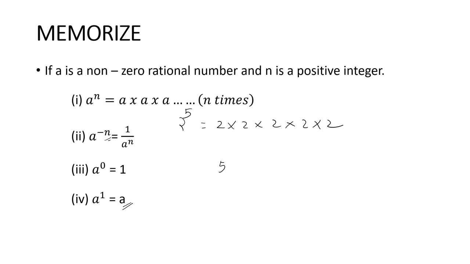So suppose if I write 5 raised to 0, it is 1. Or if it is x raised to 0, x raised to 0 is also 1. Now, anything raised to the first power is the number itself. 5 raised to 1 is 5 only. If it is 6 raised to 1, 6 raised to 1 is 6 only.